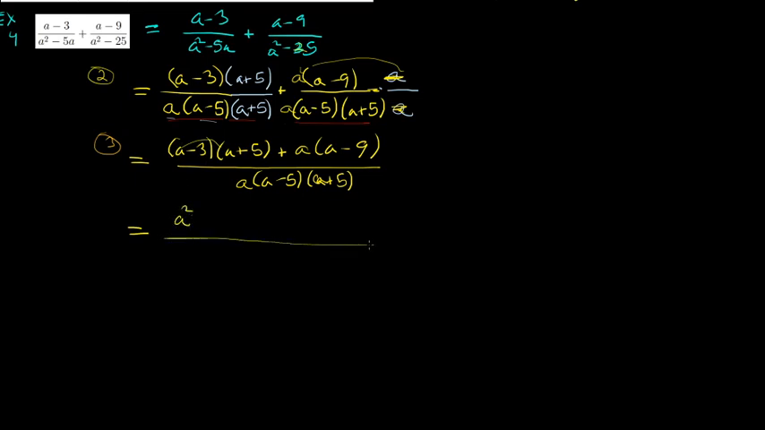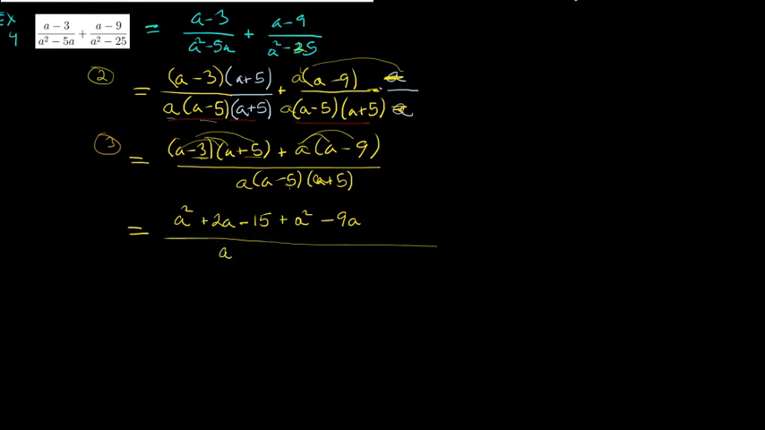It's going to be one very big fraction. a squared, then 5a minus 3a. 5a minus 3a is 2a. And then negative 3 times positive 5 is negative 15. Okay, so far. Now we have a plus, so that's going to be a plus. a times a is, well, a squared. And then a times negative 9 is negative 9 times a. Right? And all divided by the same denominator.